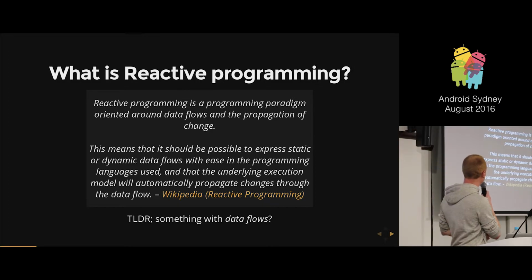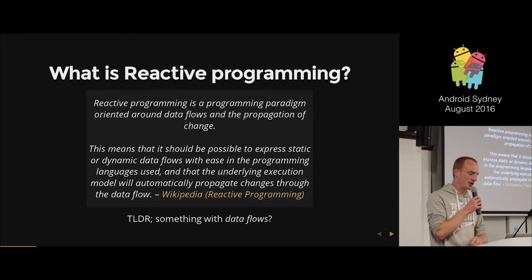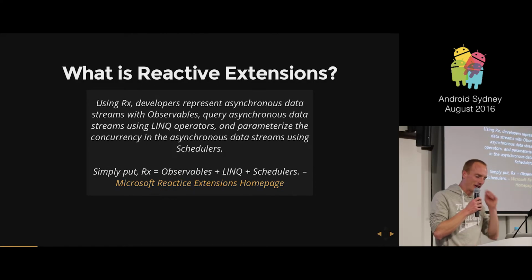I got this snippet from Wikipedia, which I have read before and didn't get. So it's a whole blob where it says reactive programming is a programming paradigm oriented around data flows and the propagation of change. This means that it should be possible to express static or dynamic data flows with ease in the programming language used, and that the underlying execution model will automatically propagate the changes through the data flow. And I'm like, what is that? Something with data flows. That's my summary. Not really helpful. So let's look at reactive extensions.